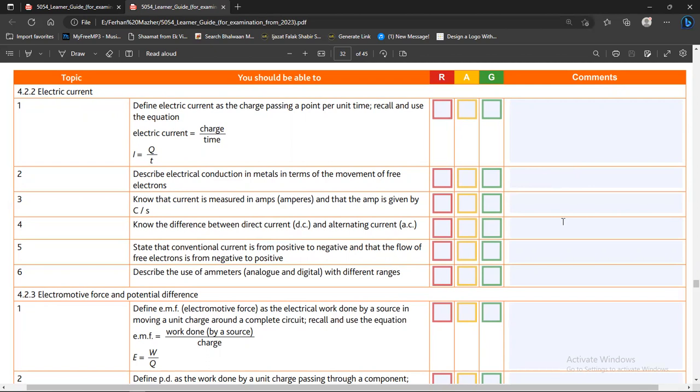State that conventional current is from positive to negative, and that the flow of free electrons is from negative to positive. Describe the use of ammeters, analog and digital, with different ranges.